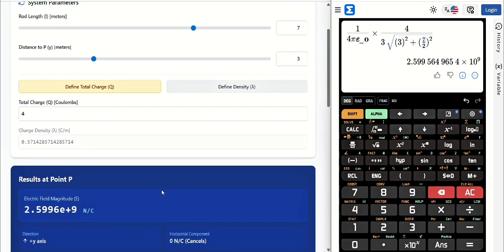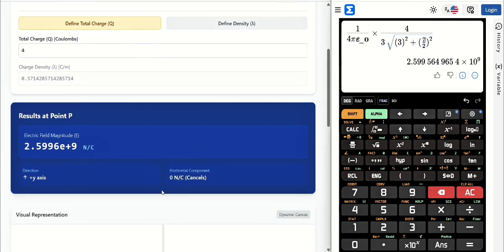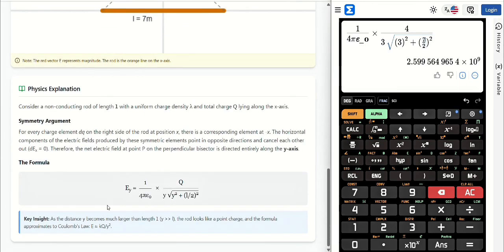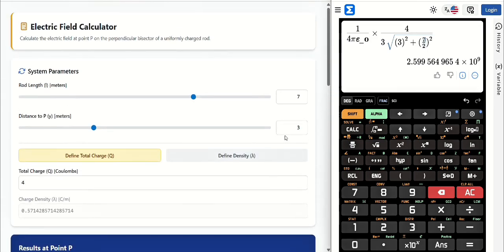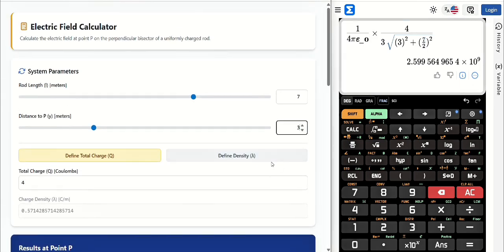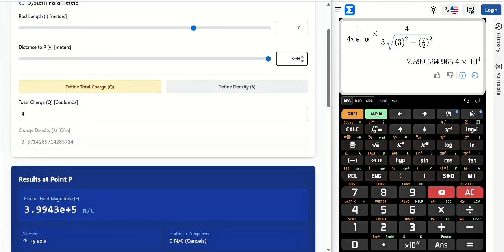What if the value of y is much larger than L? Based on the key insight in this application, as the distance y becomes much larger than L, the formula will approximate to Coulomb's law. To prove this, I will compute with y much larger than L. We put y as 300. So we got the answer as 3.9943 times 10 to the power of positive 5.